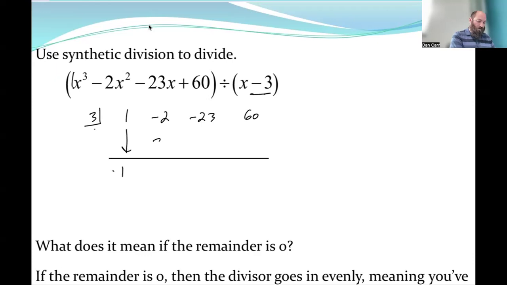3 times 1 is a 3, and that goes up here. -2 plus 3 is going to give me 1. 3 times that is going to give me 3. That gives me a -20 here. 3 times a -20 is a -60, and I get 0.